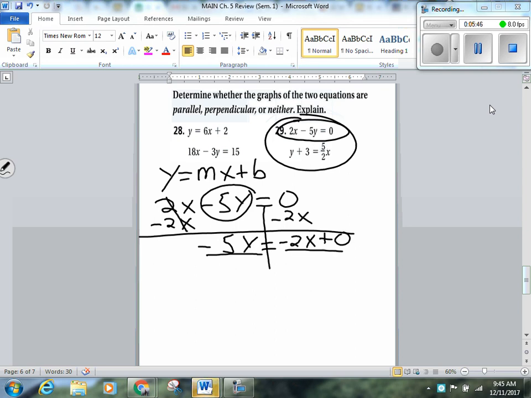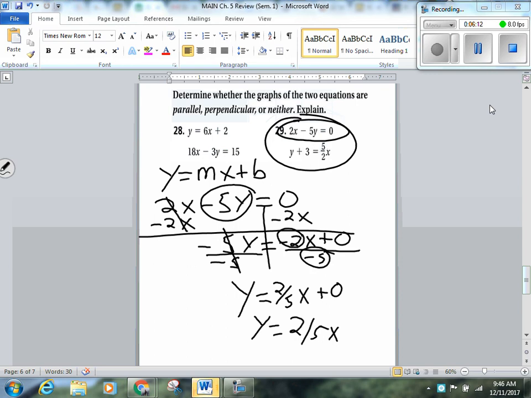I need to divide both sides by negative 5. That cancels out, and I get y equals negative 2 over negative 5 is a positive 2 over 5x. 0 over 5 is just 0. So my final equation is y equals 2 over 5x. You don't need to put the plus 0 in that equation.